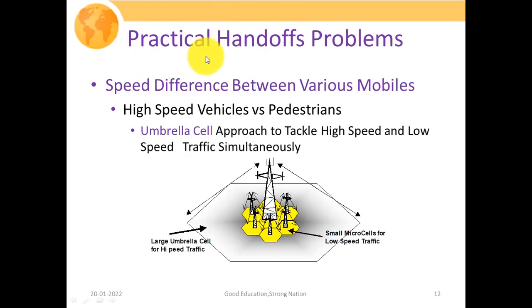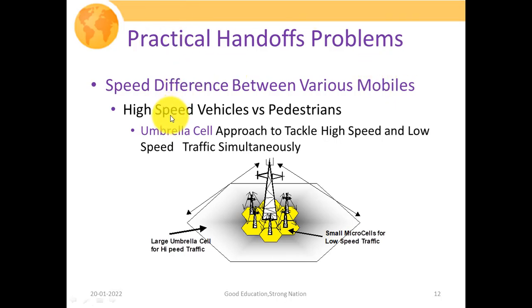So the next one is practical handoff problems. Here the key point is the speed difference between various mobile users. Different mobile users might possess different speed or mobility. That is, there has to be some static users and there has to be some dynamic users. A dynamic user might be a pedestrian, or might travel by train, car, bus, etc. So the difference in the speeds of users will impose certain sorts of practical handoff problems on our network. So what are they?